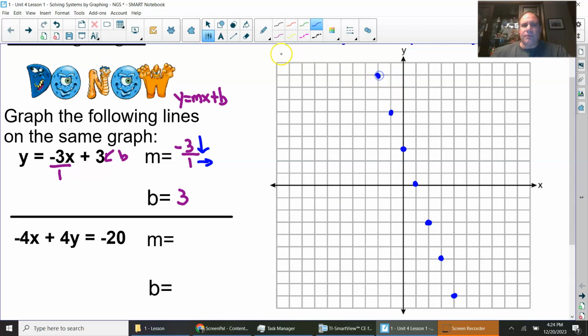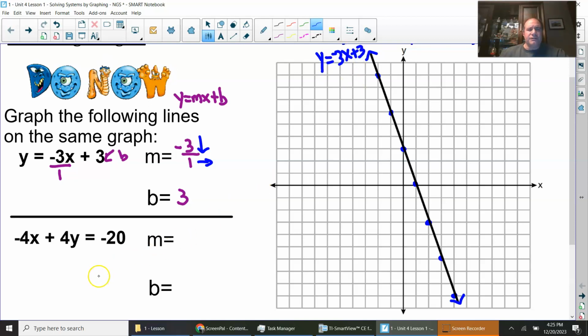So we're going to take your ruler and draw a straight line connecting all of the points. Just remember, when you draw that line, go beyond the last 2 points and put an arrow on each side and label the line with the equation in y equals mx plus b format. Y equals -3x plus 3, and that's the first line.